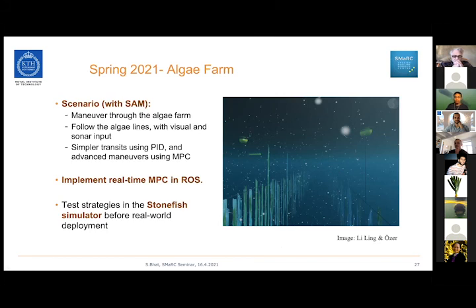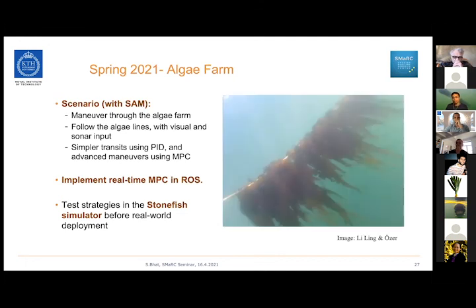But for more advanced maneuvers, like turning around or maybe inspecting something, we're going to use the MPC. So for this, I'm implementing a real-time MPC in ROS, and I'm going to test these strategies in the Stonefish simulator before deploying it in the real world. So this week, the SAM team had been to Kristineberg, and this is how the algae farm looks like in real life right now.